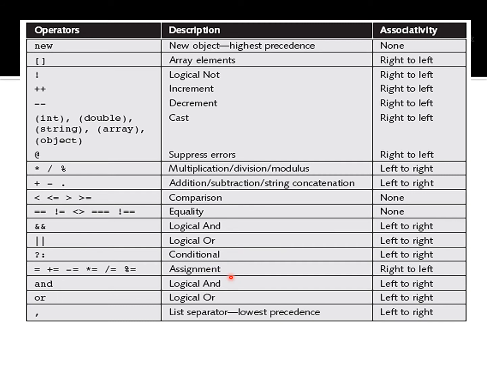Its associativity is from right to left. Then comes the logical and, which is left to right. Logical or, it's also left to right. Then the list separator comma, which is having the lowest precedence, and its associativity is left to right. So these are the operators that are available in PHP, with their precedence as well as their associativity.